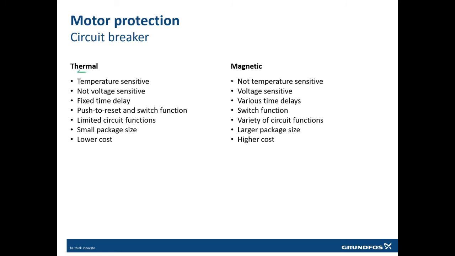One is thermal, one is magnetic, and nowadays there is something new called thermal magnetic, which is a combination of both, because one has some benefits and the other has some benefits. The thermal magnetic has the benefits of both. Thermal is temperature sensitive. That means with very slow overloading, the temperature will increase and it will trip. This is not voltage sensitive. On the other hand, magnetic is not temperature sensitive. For example, at a very high ambient temperature, thermal will trip, but magnetic will not trip. But the magnetic is voltage sensitive. For example, if just a voltage spike comes, it will trip.